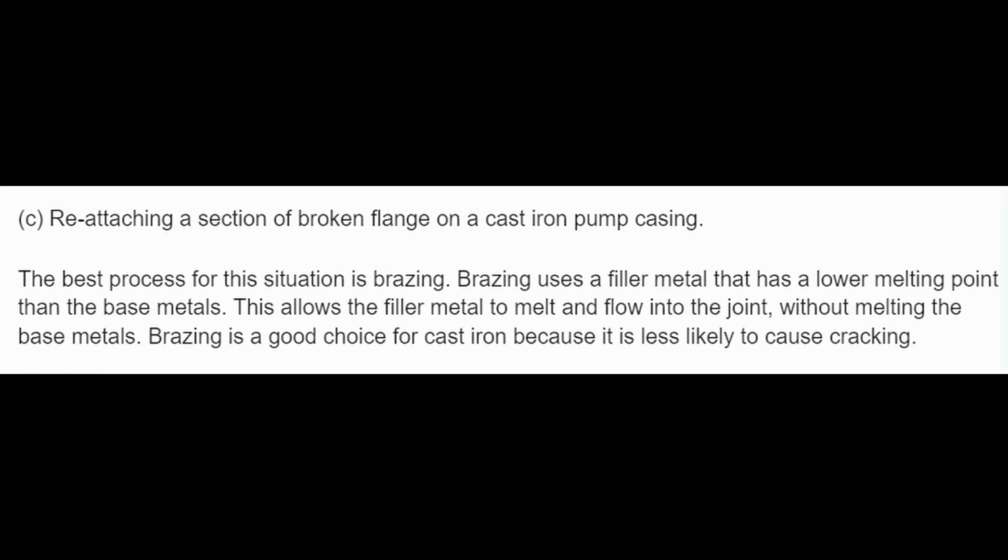C. Reattaching a section of broken flange on a cast iron pump casing. The best process for this situation is brazing. Brazing uses a filler metal that has a lower melting point than the base metals. This allows the filler metal to melt and flow into the joint without melting the base metals. Brazing is a good choice for cast iron because it is less likely to cause cracking.